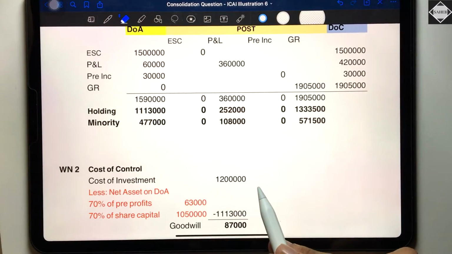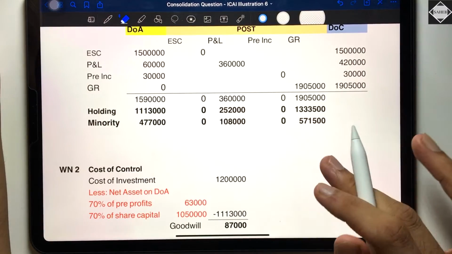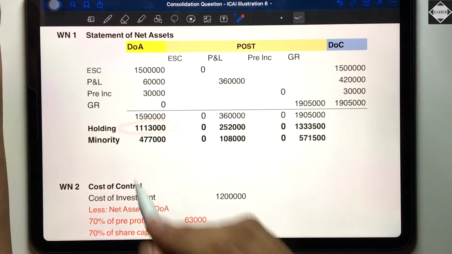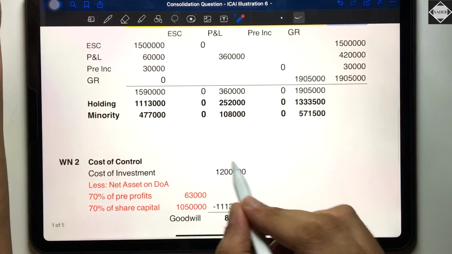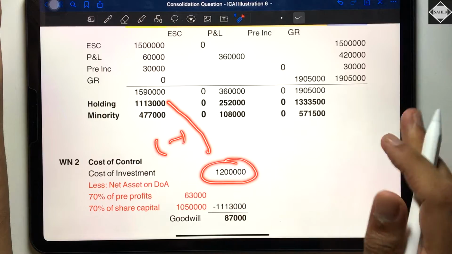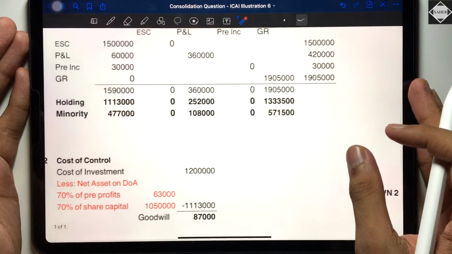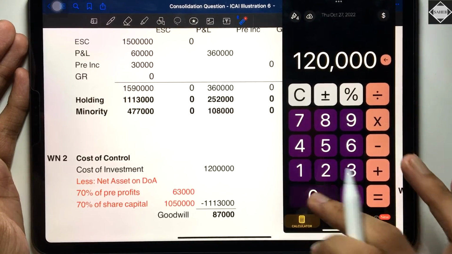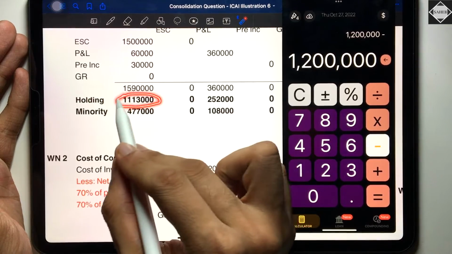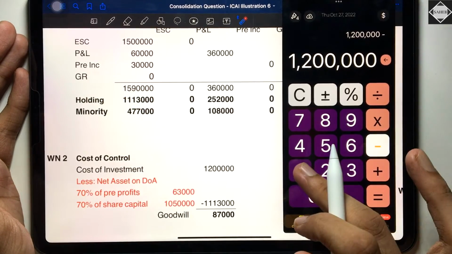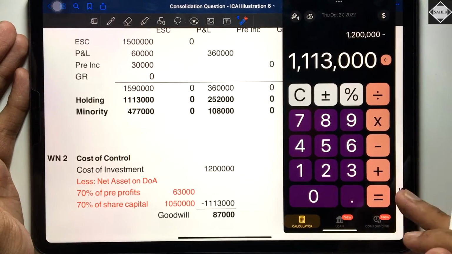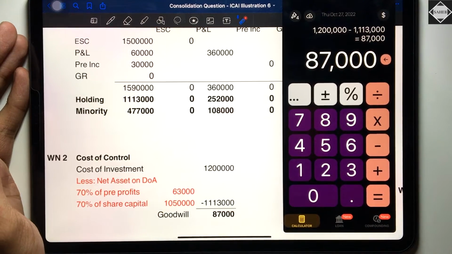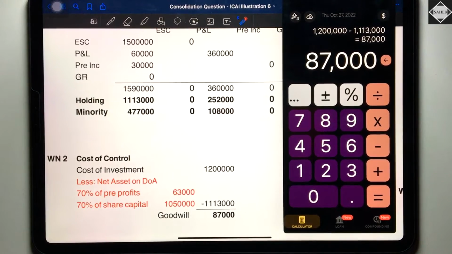Okay, so this is the cost of investment, and from this you have to subtract the net assets on the date of acquisition, right? If you take this 12 lakh and subtract, you will get 87,000 goodwill. Let me show you, I want to explain both ways. 12 lakh minus net assets on the date of acquisition, that is 11,13,000, will give you 87,000. You see, 87,000 is the goodwill. Directly you can calculate like this, or you can go specifically.